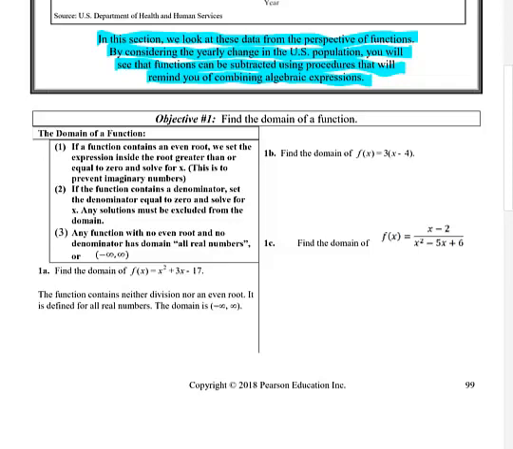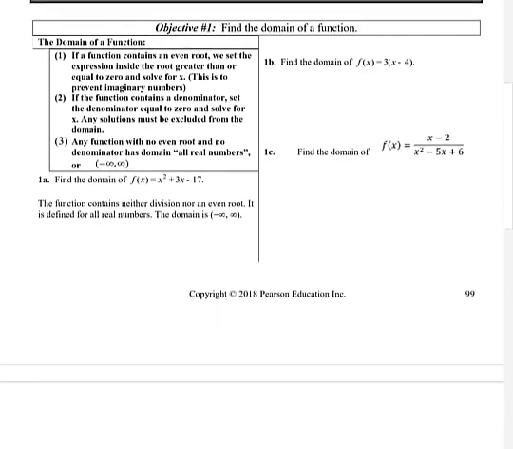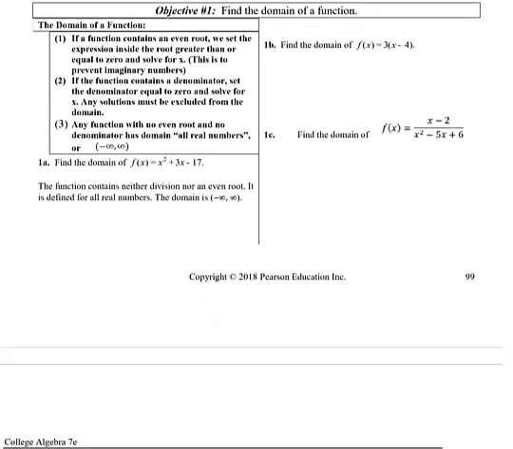So that's just an example. I don't know if you care. You might want to know why we study these things. Maybe you don't really care. Either way.